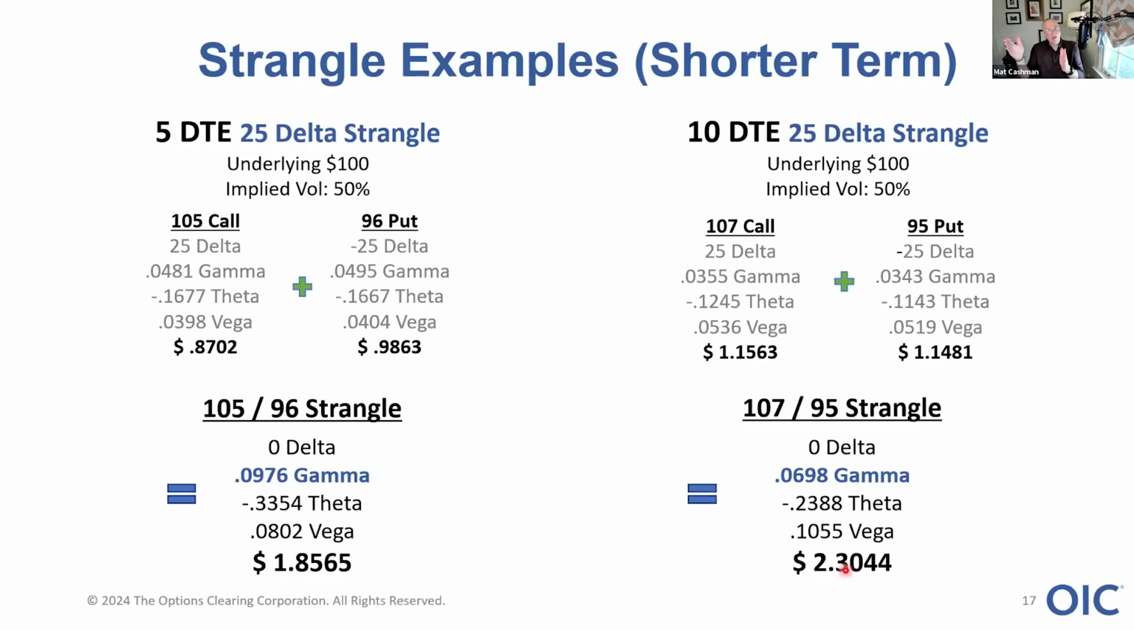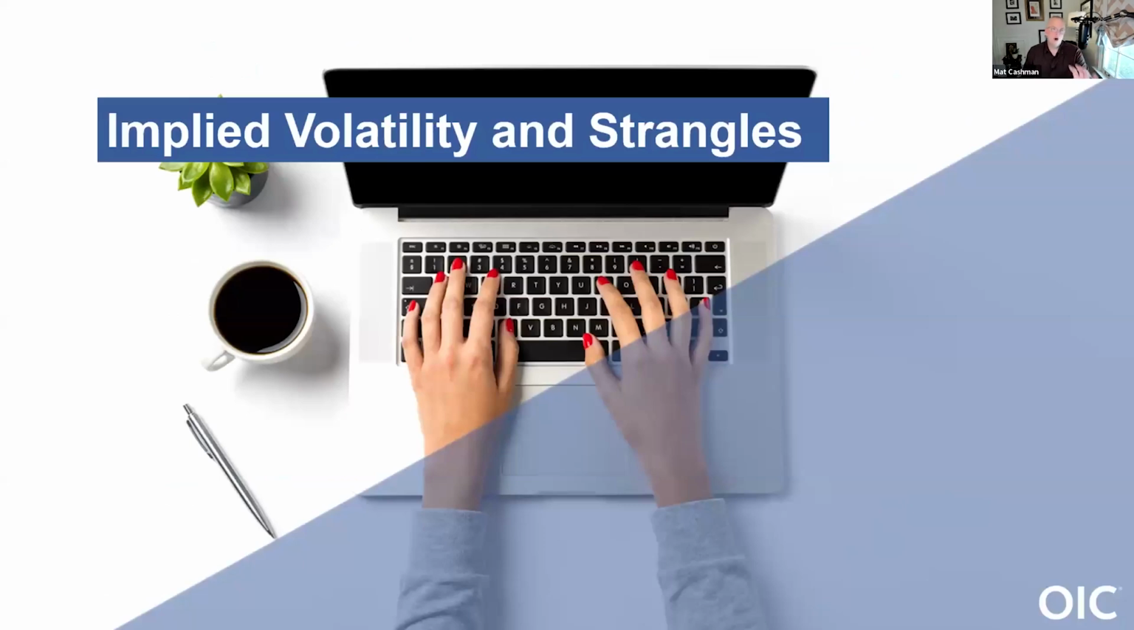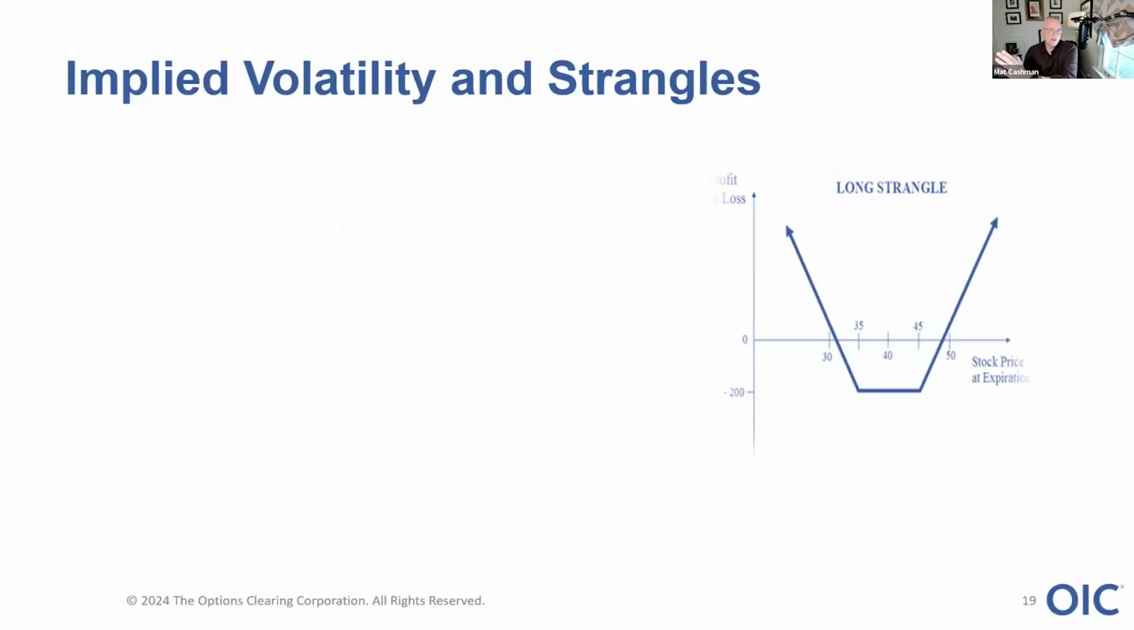Obviously, as you go farther out in time, these strangles get a little bit more expensive because the more time they have in them, the more expensive both of those options are going to be. But we're going to talk a little bit about how you can think about strangles and implied vol, because this is an important part when you start to get farther back in duration.